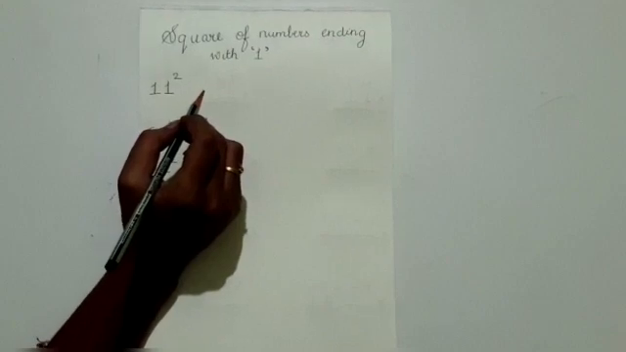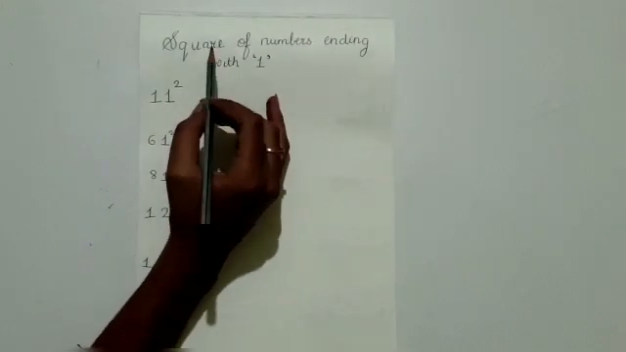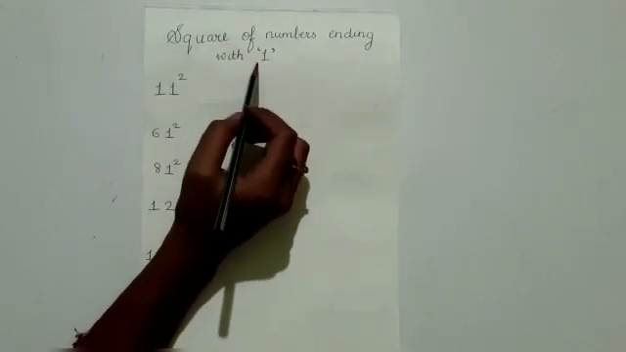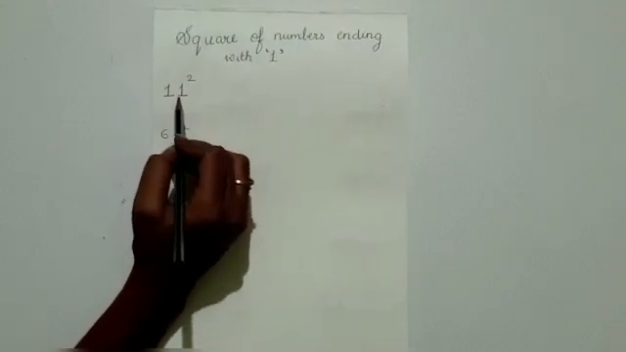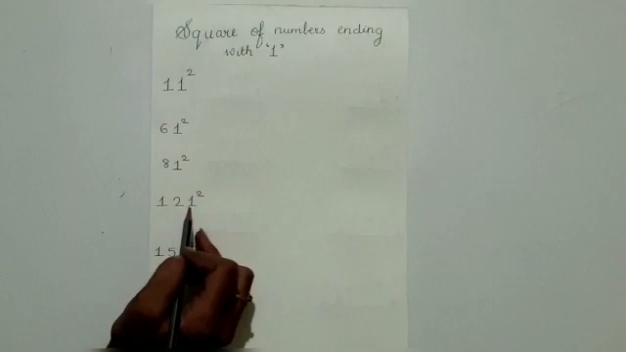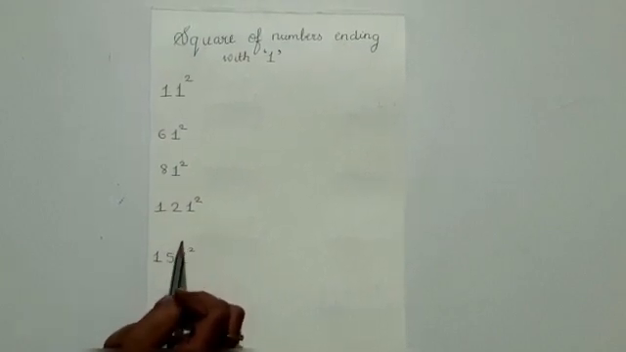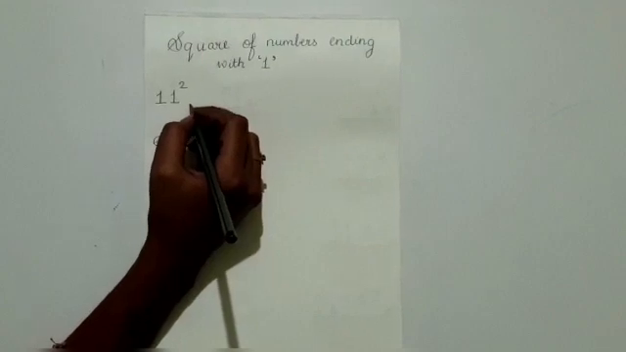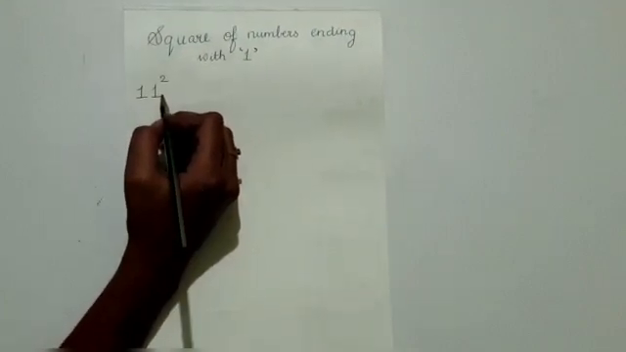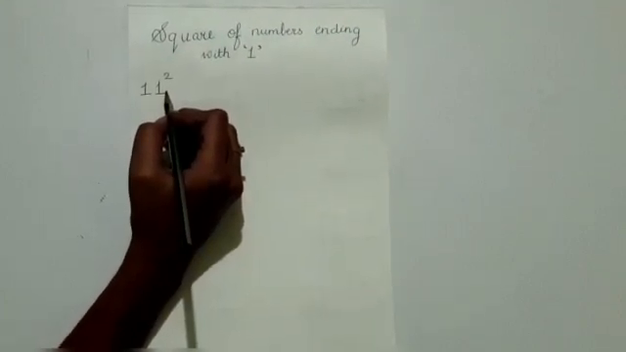Today we are going to learn a new trick of Vedic maths, which is the square of numbers ending with 1. As you can see, we have numbers which end with 1, like 11, 61, 81, 121 and 151. This trick will help you calculate the square of such numbers within 5 seconds. This trick can be done with 3 simple steps.